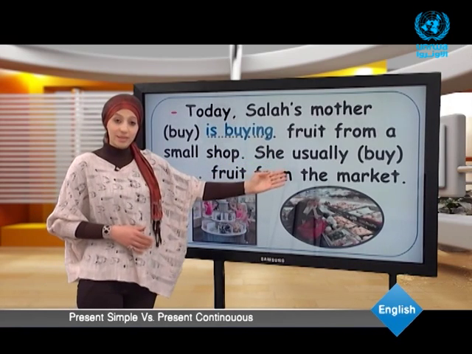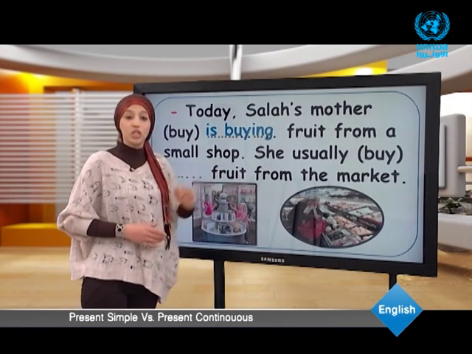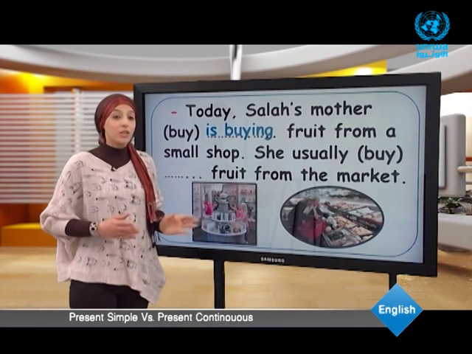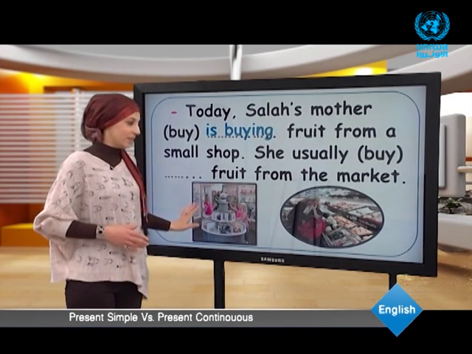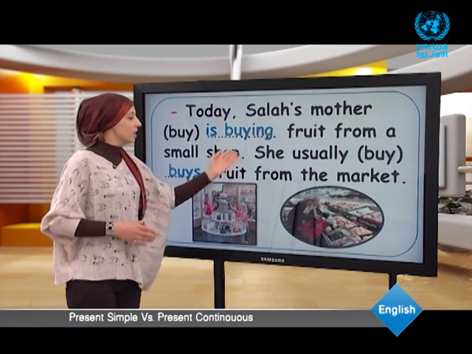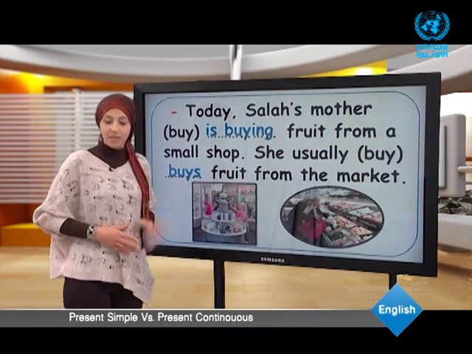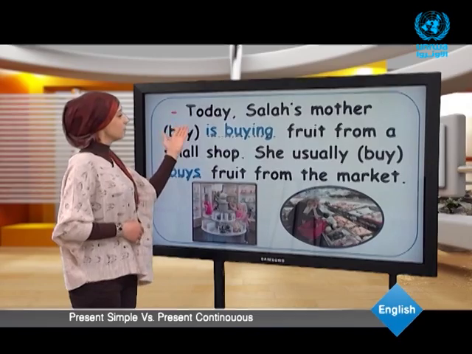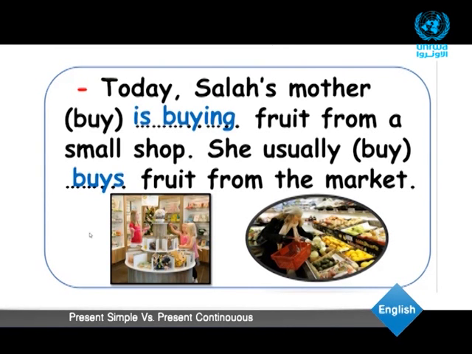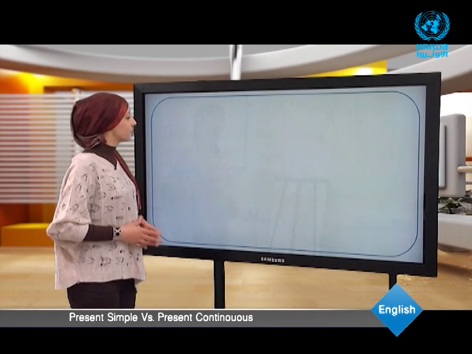She usually, notice here the key word, usually. What are you going to use? Very good. The present simple. She usually buys fruit from the market. Read it again. Today, Salah's mother is buying fruit from a small shop. She usually buys fruit from the market. Now let's move to the next one.